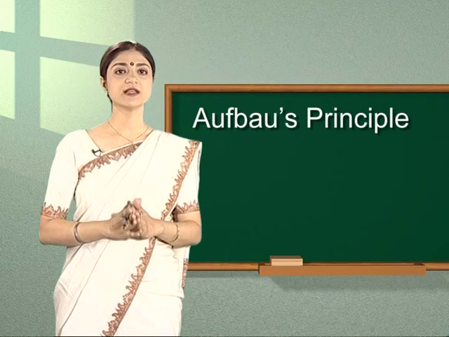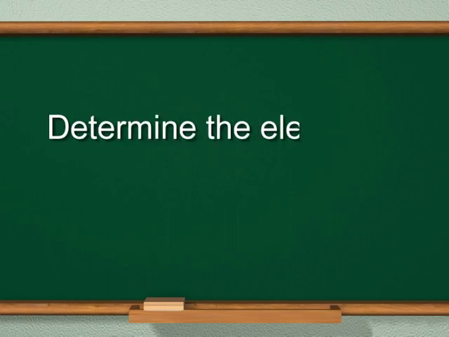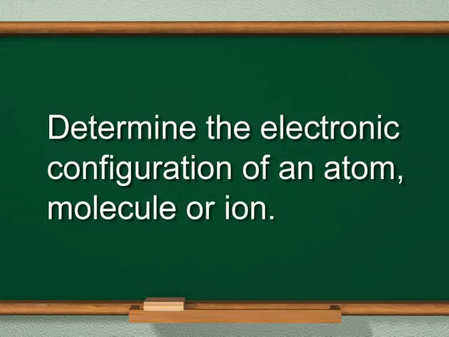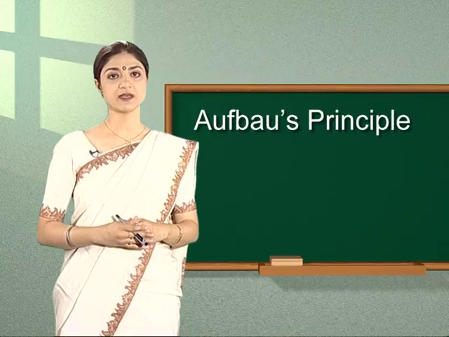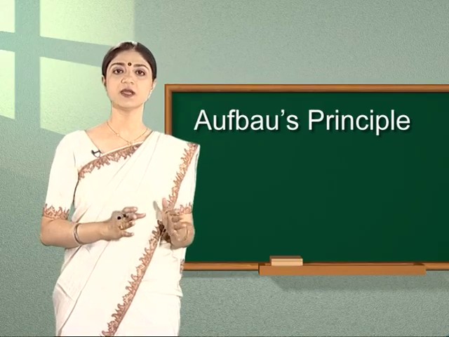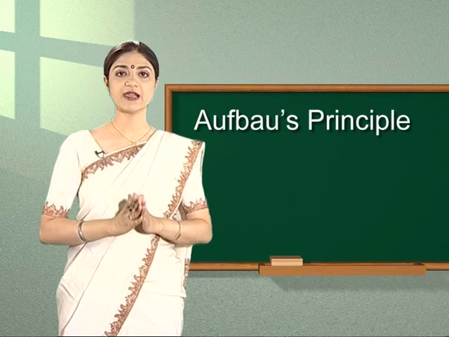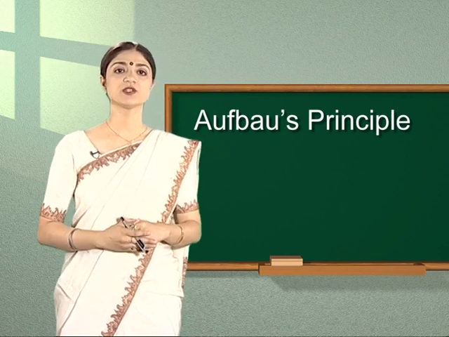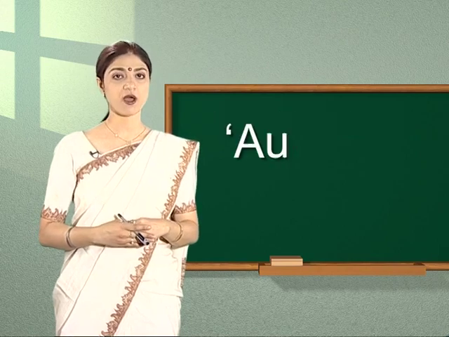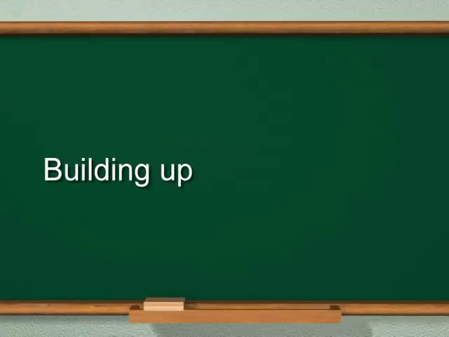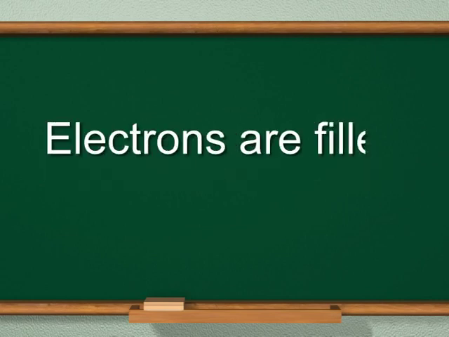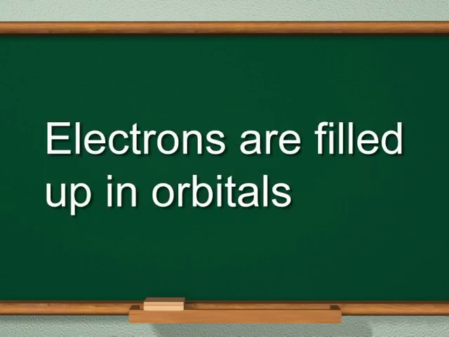Aufbau rule is used to determine the electronic configuration of an atom, molecule or ion. An atom is built up gradually by the addition of electrons. Students, do you know in the German language the meaning of the word Aufbau is building up or construction. It means electrons are filled up in orbitals.